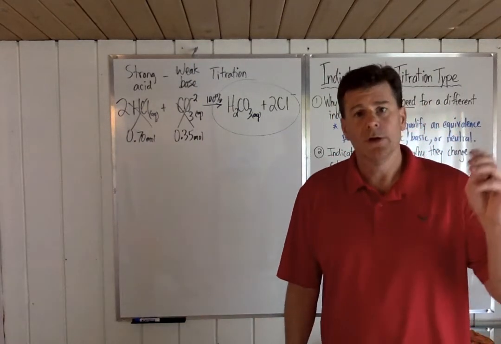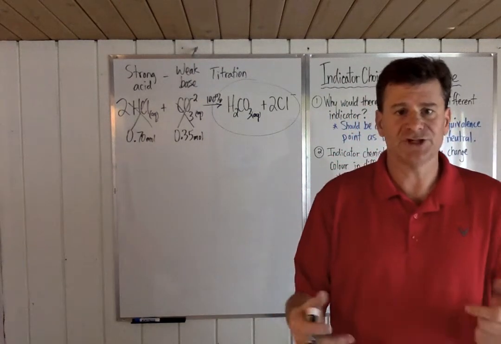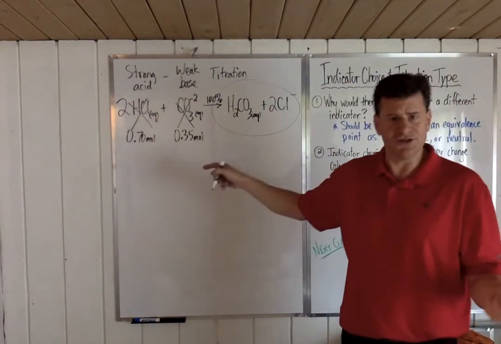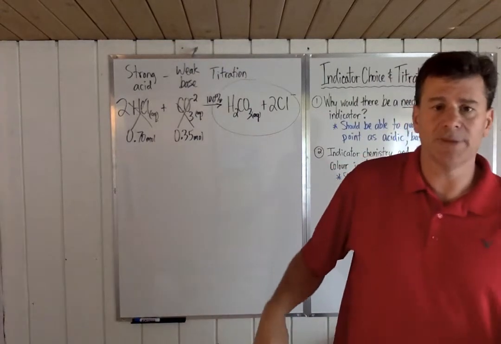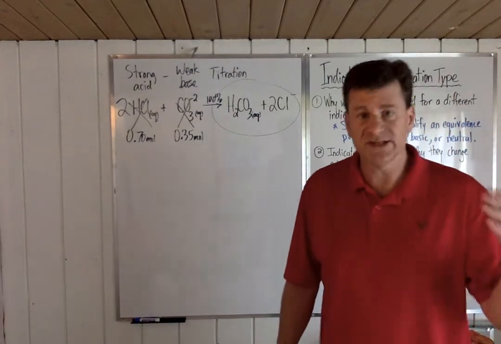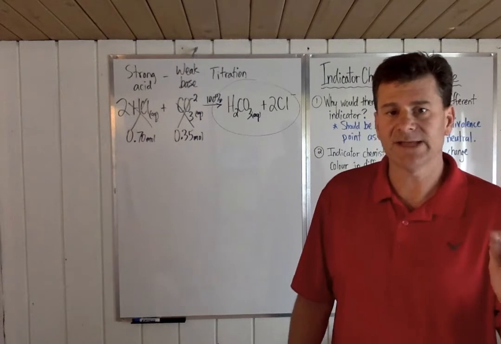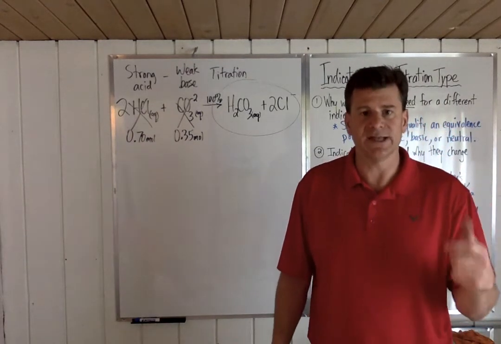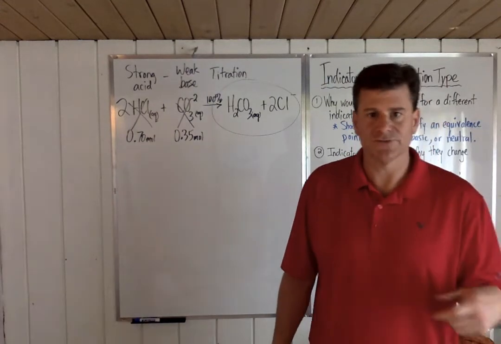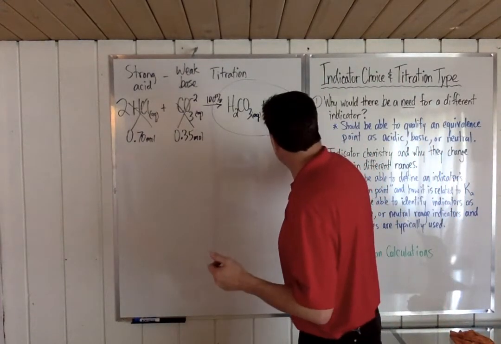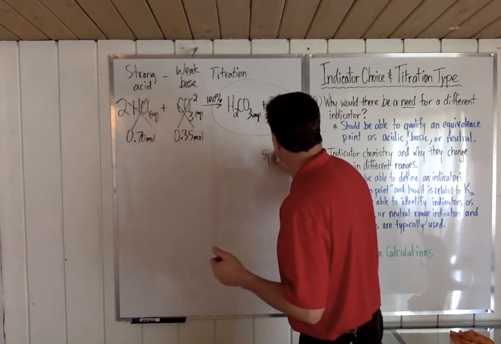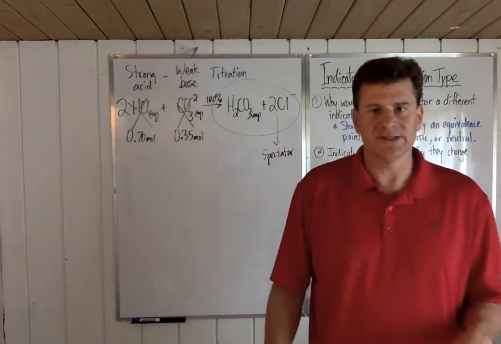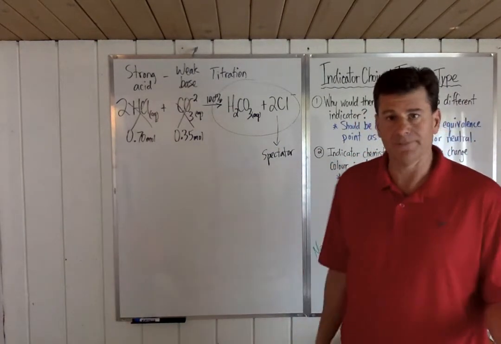So you are left with a solution of this. At equivalence, you have a solution of H2CO3 floating around and Cl minus floating around. I'm going to start with Cl minus first. Cl minus is an anion. It doesn't have a donatable H, but it is the conjugate of a strong acid. HCl is a strong acid, so Cl minus is the conjugate of a strong acid. So this does not act as an acid nor a base. It's a spectator ion floating around doing nothing.